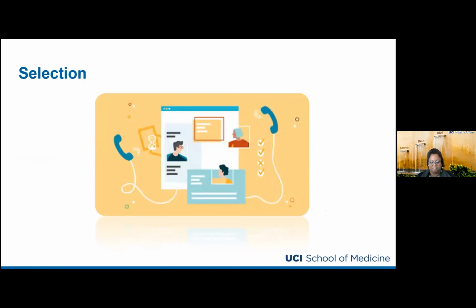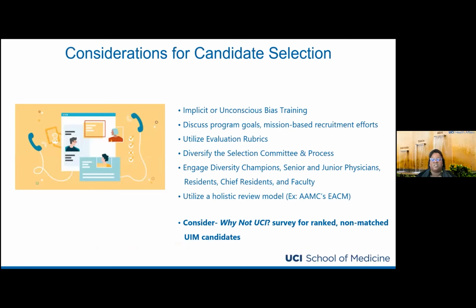Next slide, please. So considerations for candidate selection, of course, we've highlighted the importance of implicit bias training, also an opportunity to discuss program goals, mission-based recruitment efforts as part of the selection process, the utilization of evaluation rubrics, as I highlighted, the importance of having diversity amongst your selection committee and the process, engaging, once again, individuals who maybe you haven't considered before, and then also considering the use of a holistic review model, as we highlighted with the AAMC's EACM model.